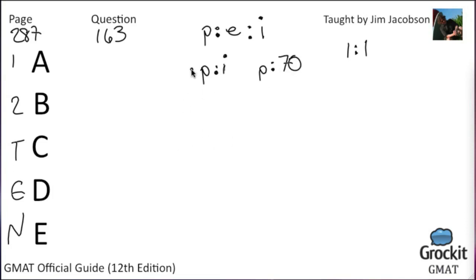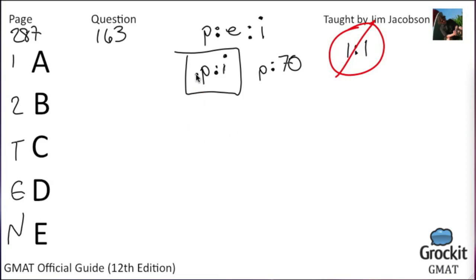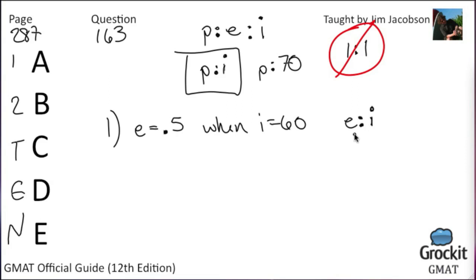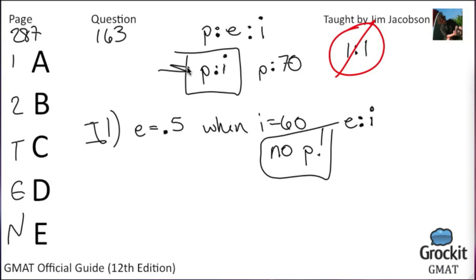So in order to have sufficiency on this one, it's not a 1-to-1 correspondence. In order to have sufficiency, we need an answer choice that gives us the relationship between P and I in some form. Statement 1 tells us that E equals 0.5 when I equals 60. So this would give us the relationship of E to I. But P is not in this equation at all. And so even though we know that P is directly proportional to E, we don't know what that proportion is. And so no P. There's no P for statement one. That makes it insufficient because P is what the question is actually asking. So it's not answer choice A, nor is it answer choice D.